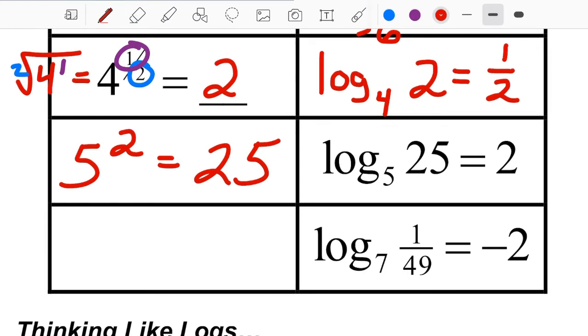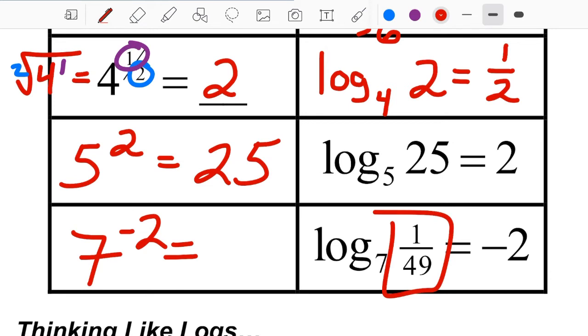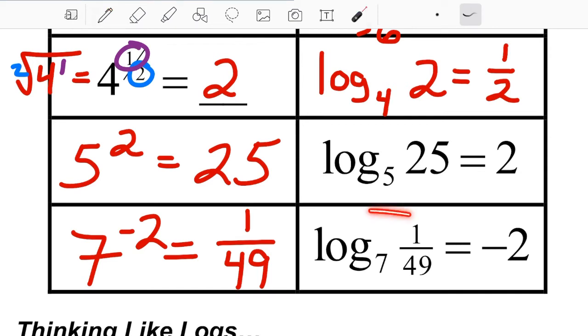So you should be starting with the base. The base is 7 to the -2 power equals. Now, does it really equal 1 over 49? Well, if you think about negative exponents, you know that always makes you flip to get a positive exponent. And when we do 7 to the +2, we do get 49. So 7 to the -2 equals 1/49 is the same as the log base 7 of 1 over 49 equals -2.